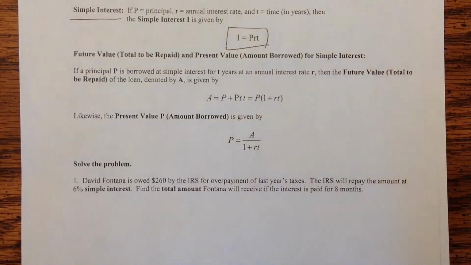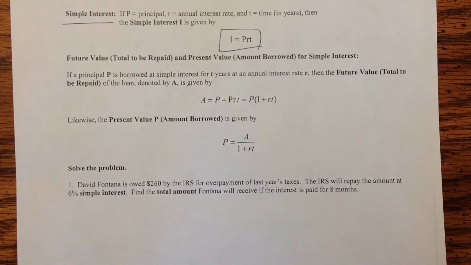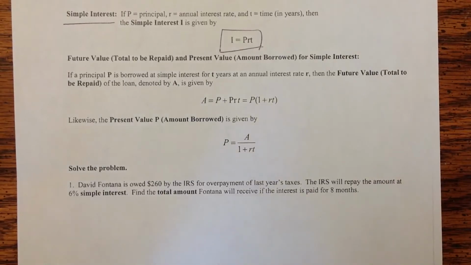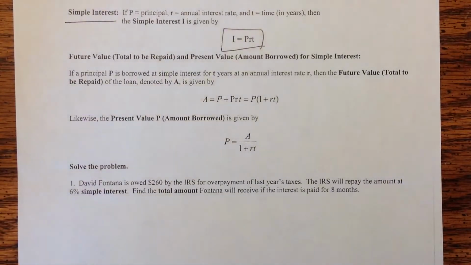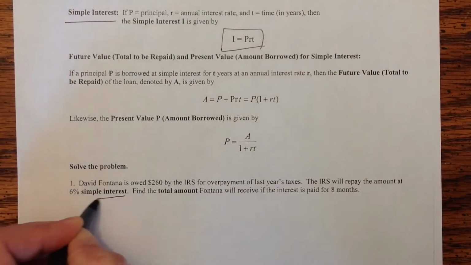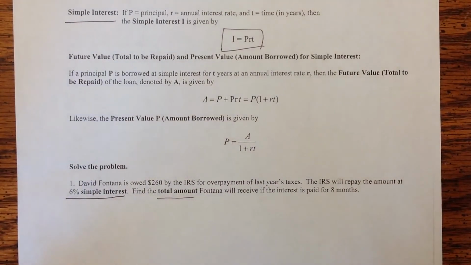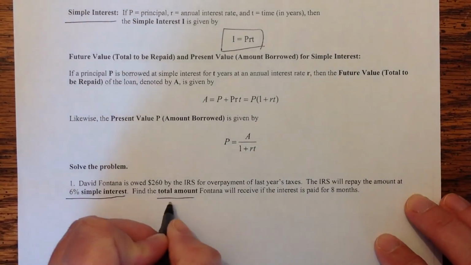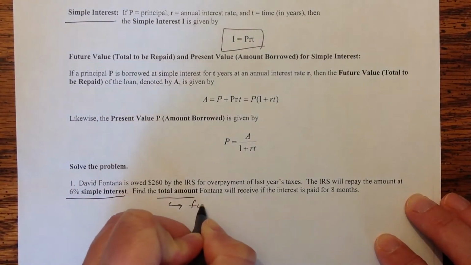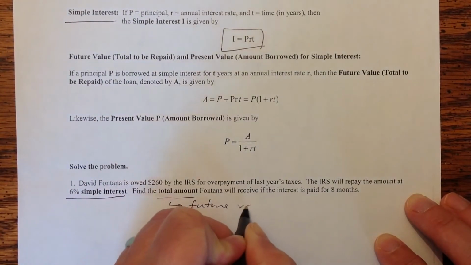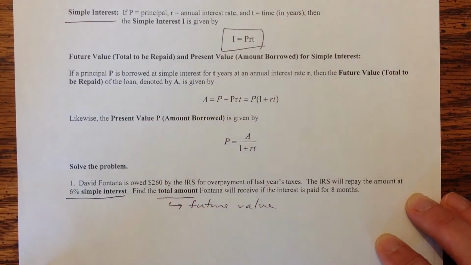So we're going to go through a couple of questions and see if we can decipher which formula we need. David Fontana is owed $260 by the IRS for overpayment of last year's taxes. The IRS will repay the amount at 6% simple interest. Find the total amount Fontana will receive if the interest is paid for 8 months. Total amount is referencing future value. What's the full amount he'll get back?